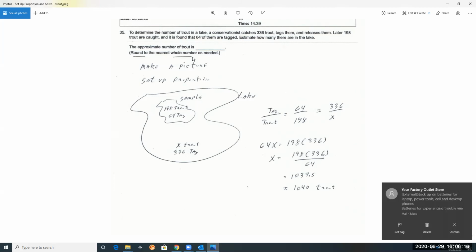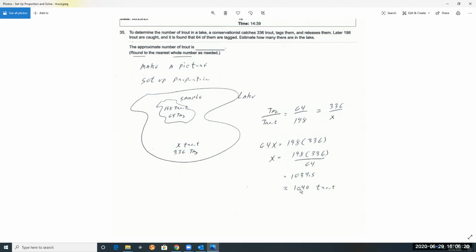We're supposed to write the answer rounded to the nearest whole number. So rounded to the nearest whole number is 1040. Again, we're estimating, so it makes no sense to have a fractional part of a fish. We should round to the nearest whole number, which is 1040.